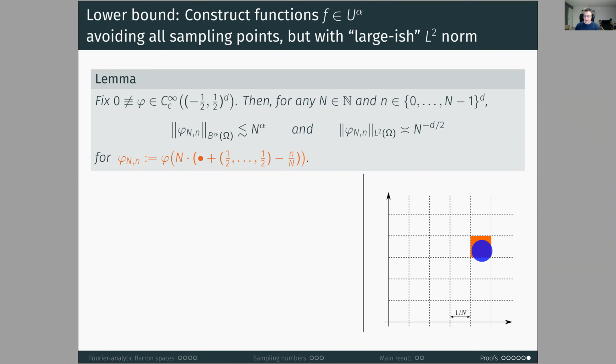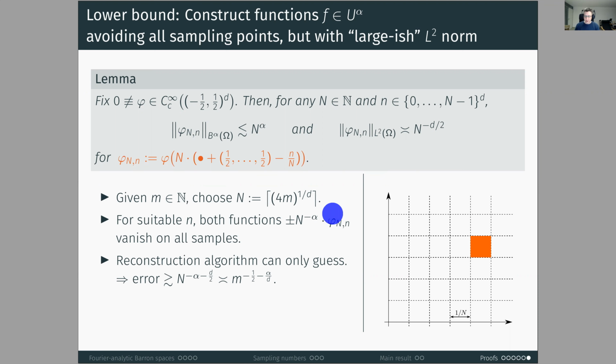And then you can shift it around, right? So you can shift the support to any of these rectangles here that you want. It's not entirely straightforward, but also not too difficult to see that the Barron norm of this function is bounded by n to the alpha, and that the L2 norm behaves like this. And then the idea is, if someone gives you m sampling points, you choose the side length basically as m to the 1/d, so that you have twice m many of these subcubes here. This then means that there is at least one of these subcubes which has no sampling point in it, which means that this function avoids all of the sampling points. And then your reconstruction algorithm can only guess if you took plus this function or minus this function. And this exactly gives you the lower bound for the reconstruction error.